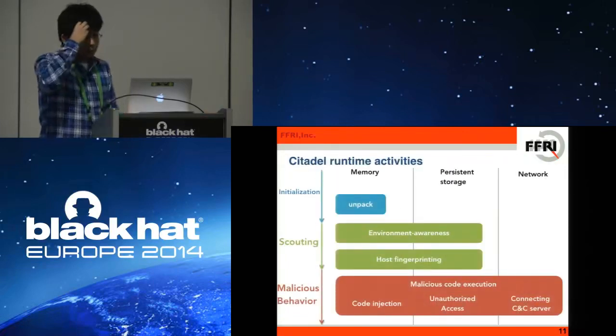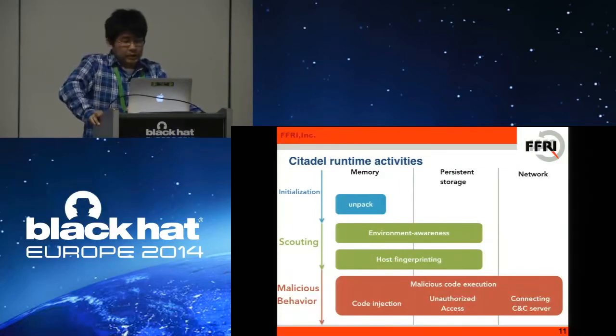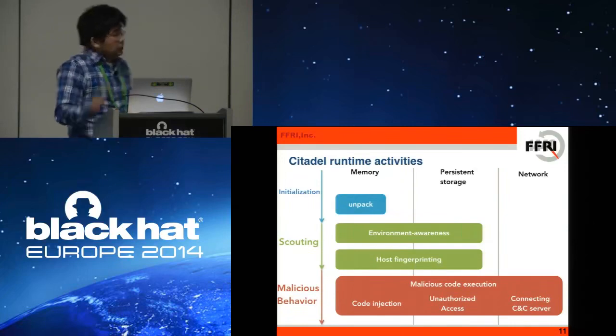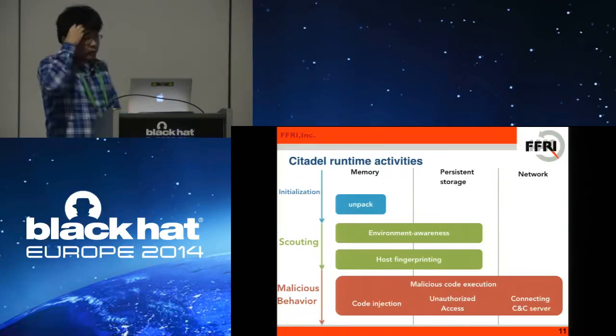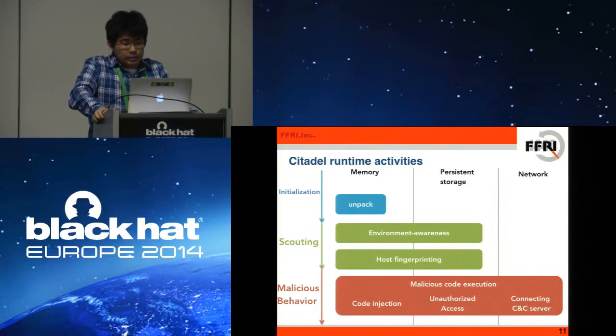So, in my opinion, sophisticated malware activity can be classified into 3 phases. Here, the breakdown. First, the initialization phase. Second, the scouting phase. Final, the malicious behavior phase.